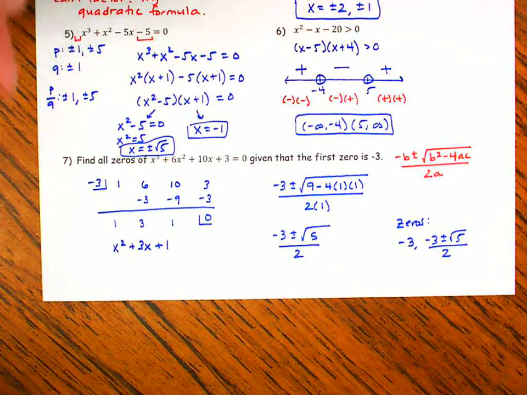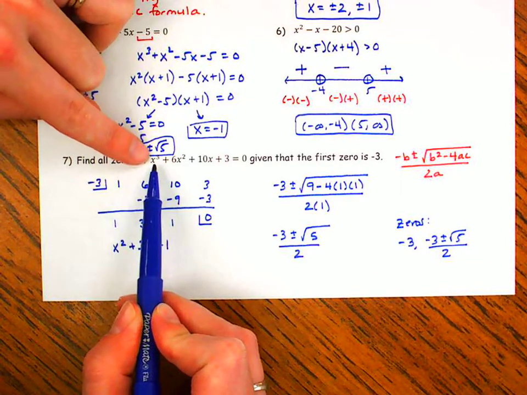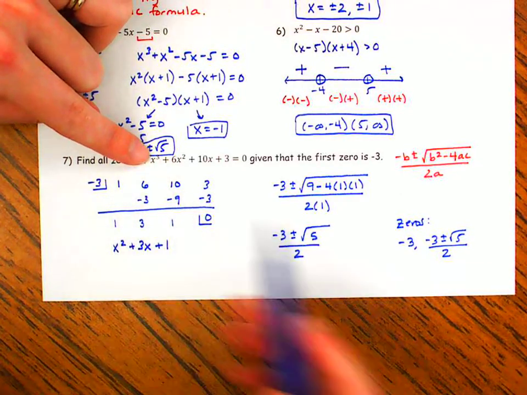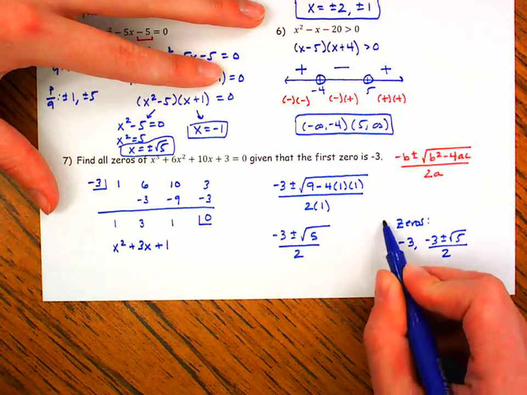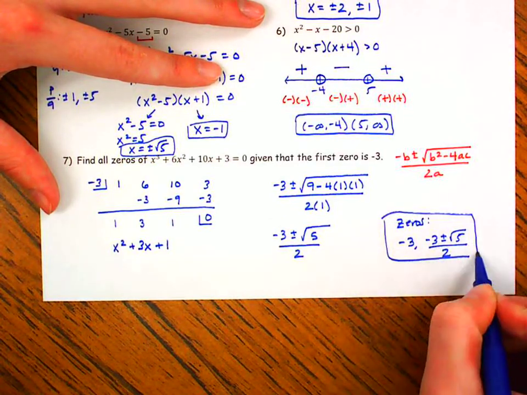Please make sure, a good way to check that you have the right number of zeros is to look at your leading term. This is a degree of 3, so I should have 3 zeros, and I have 1, 2, 3. Okay, to the back.